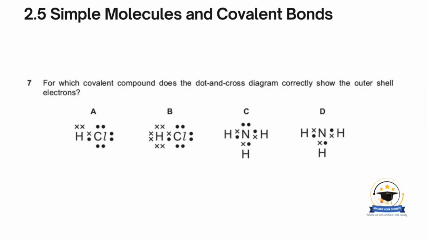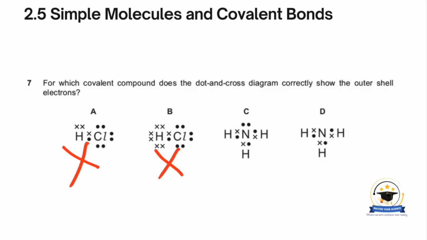This next question says, for which covalent compound does the dot and cross diagram correctly show the outer shell electrons? So for A, this is definitely incorrect because as you can see, the hydrogen there already has 4 electrons, which is impossible. Hydrogen cannot have more than 2 electrons in its outermost shell. So that also makes B incorrect.